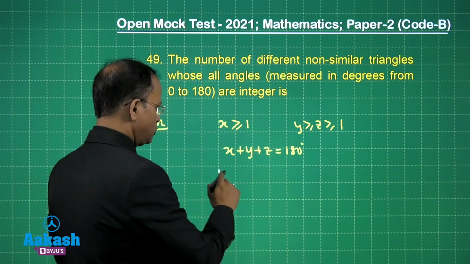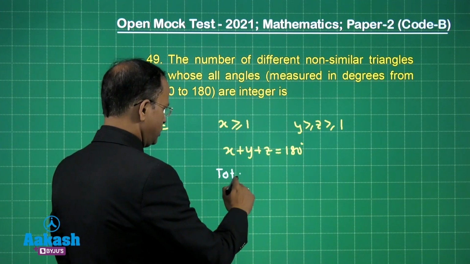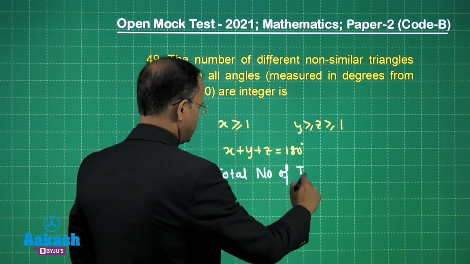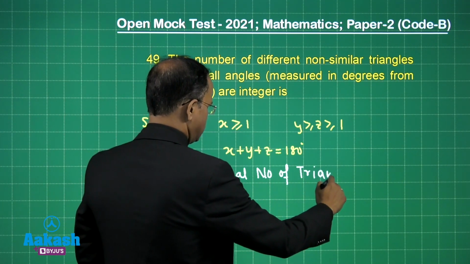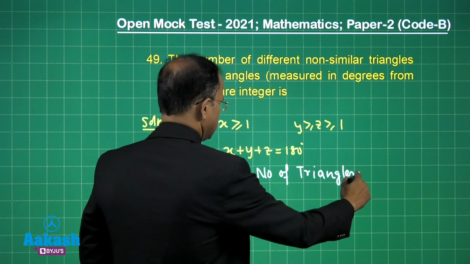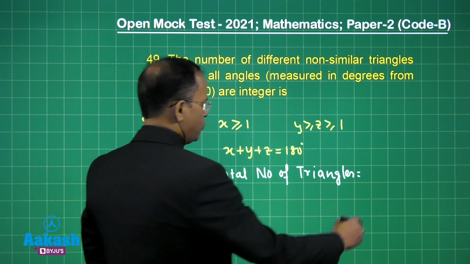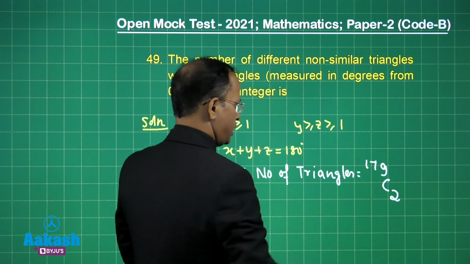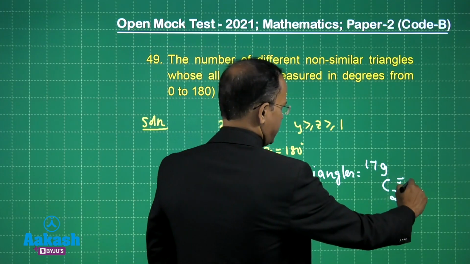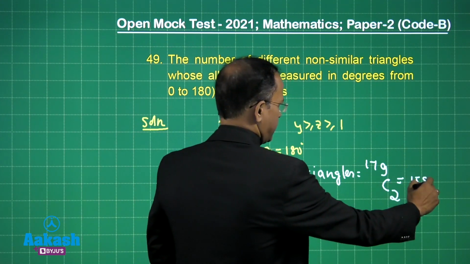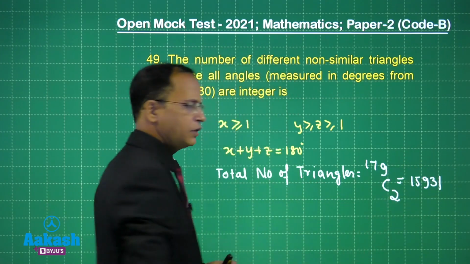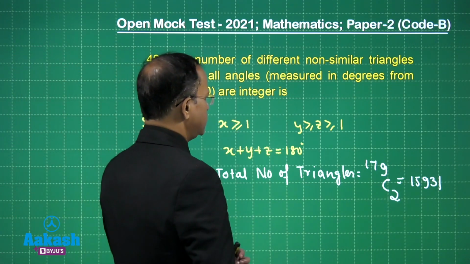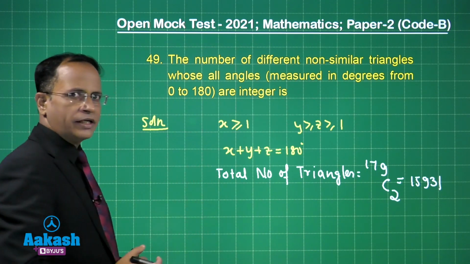So what we can say, total number of triangles rather. Let's take it in this way, total number of triangles. What we have? Total number of triangles is 179 C2, and this value is nothing but 15931. Okay, this is the value I am talking about. Now, this is the total number of triangles.